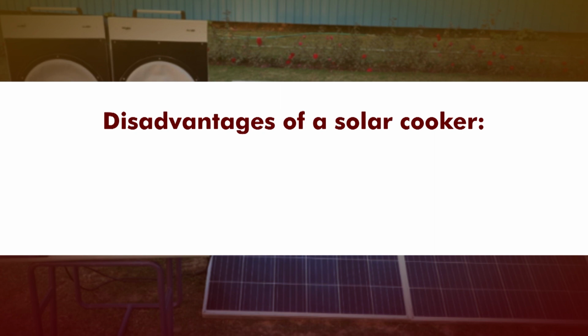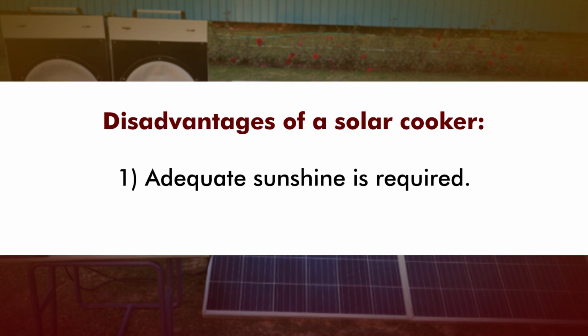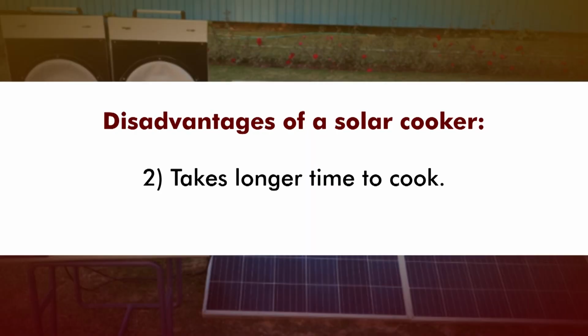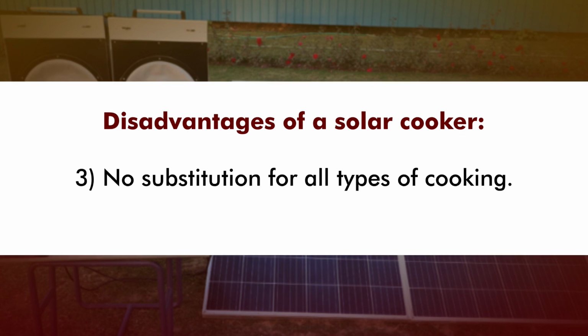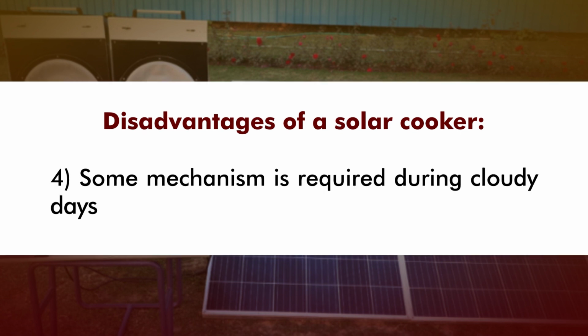So first disadvantage of solar cooker is adequate sunshine is required for the cooking. That means if sunshine is not available for more than 4 to 5 hours, cooking is not possible. Another disadvantage is solar cooker takes longer time to cook food than the conventional cooking method. Another disadvantage is it cannot substitute for all types of cooking. Next disadvantage is some mechanism is required to be incorporated to ensure its use on cloudy days.